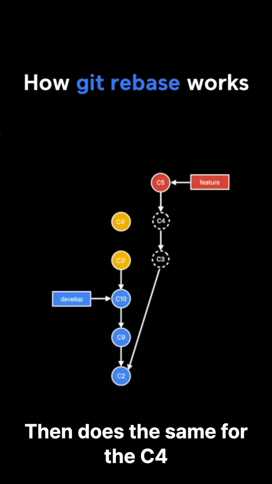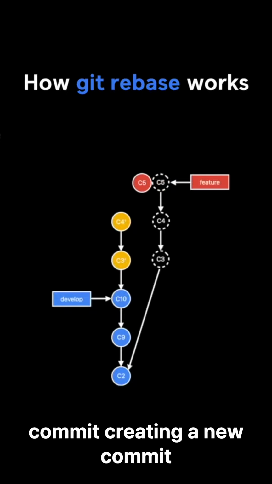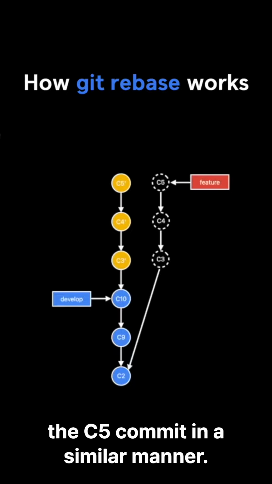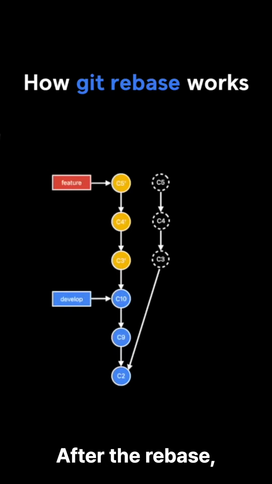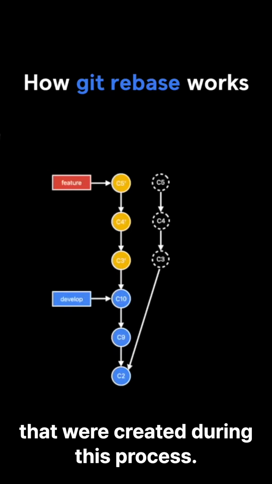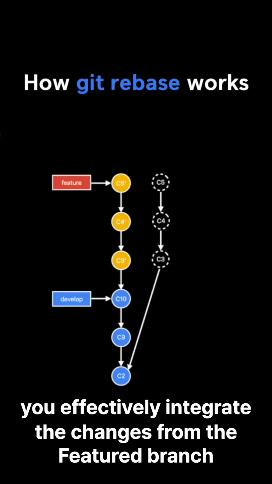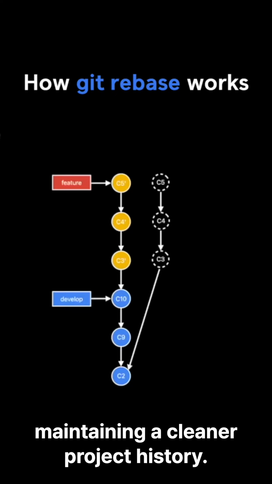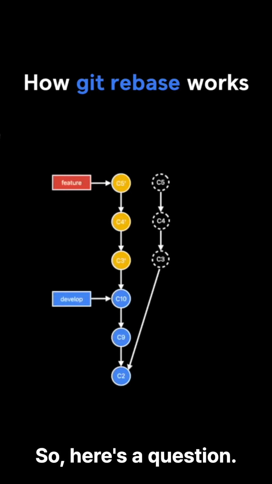Then it does the same for the C4 commit, creating a new commit and appending it, and finally applies the C5 commit in a similar manner. After the rebase, the feature branch will point to the new commits that were created during this process. By doing this, you effectively integrate the changes from the feature branch into the develop branch, maintaining a cleaner project history. So, here's a question.